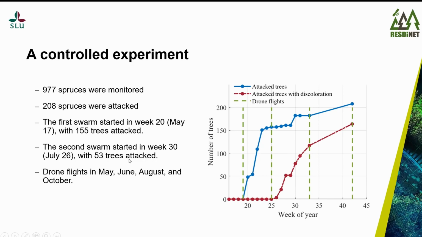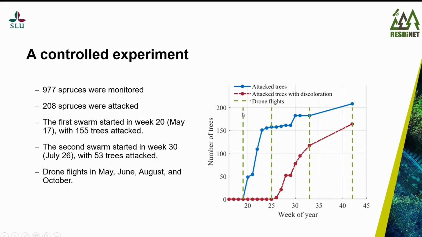And in this year, we also observed the second swarm, almost at the end of July, and about 50 trees were attacked in this season. As we see here, there is a sudden increase in the number of attacked trees.